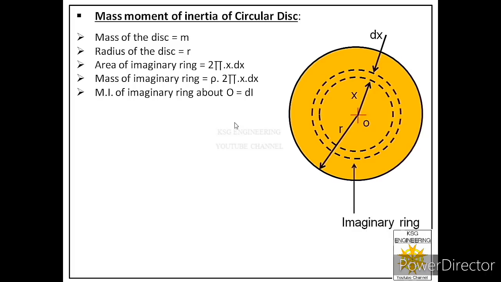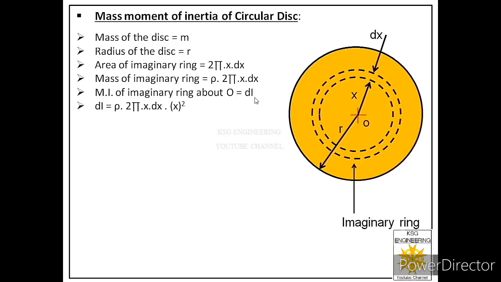Now what next? Next we will find the moment of inertia of this imaginary ring about the centroidal axis O, about which we want to find the mass moment of inertia of the whole disk. So let us say that is given by dI. So what will be the value of dI? We know that the mass moment of inertia of any body is equal to the product of its mass and the square of its distance from the axis about which we want to find its mass moment of inertia.